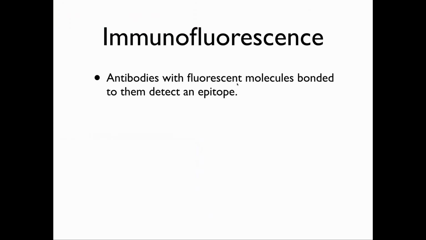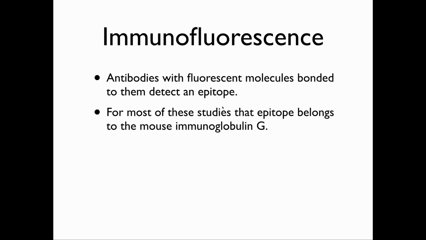So immunofluorescence is using antibodies, that's where the immuno comes from, with fluorescent molecules bound to them. The antibodies are proteins that are produced by various animals to protect themselves as part of the immune system. We've sort of co-opted these antibodies because they can be made to bind to different things, and then we chemically modify them with fluorescent molecules so that we can actually visualize them. For the most part, these studies are also assessing antibodies, so we're looking for the endogenous mouse IgG.